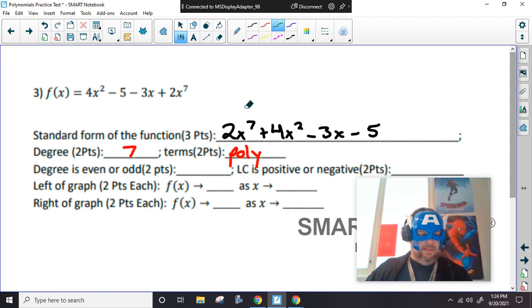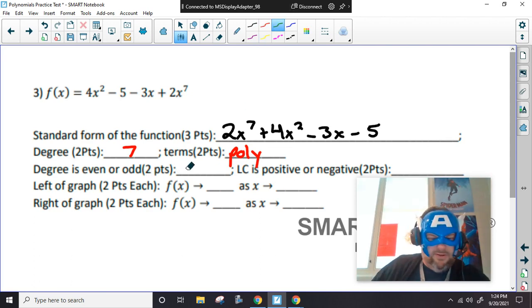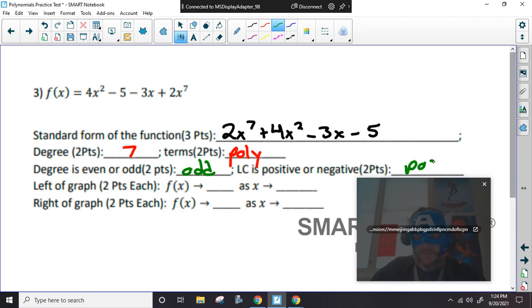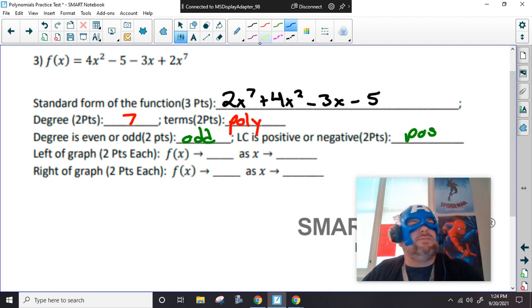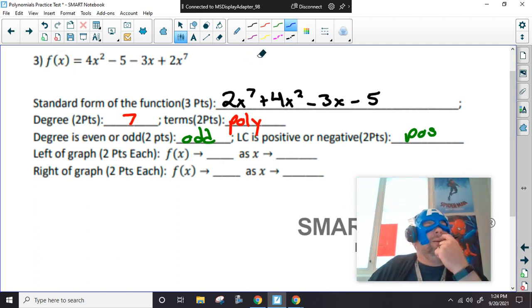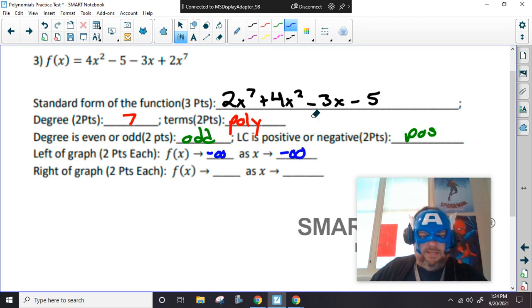Now, the degree, is it even or odd? This would be odd again, and this one would be positive. So, degree odd, LC positive, so this goes to negative infinity as this goes to negative infinity. And this goes to positive infinity as this goes to positive.